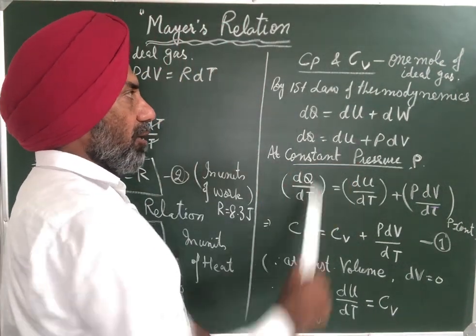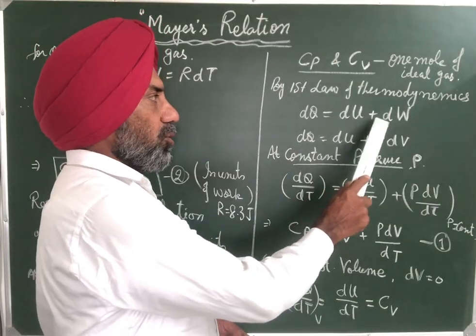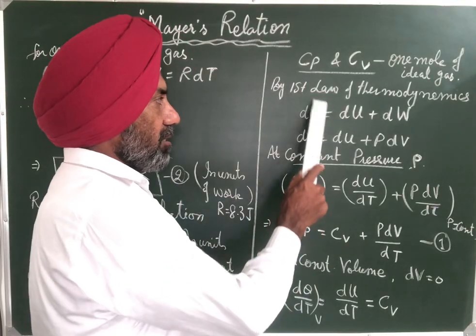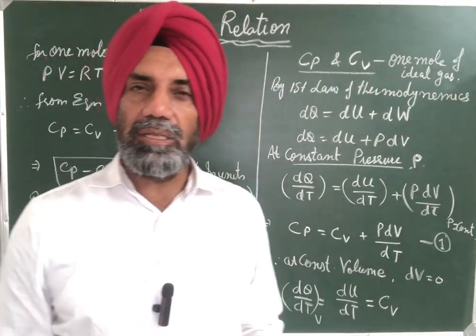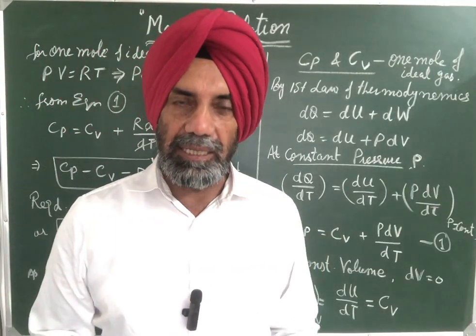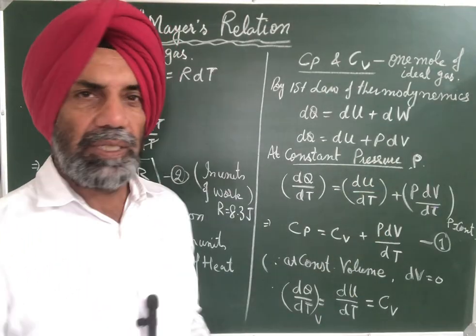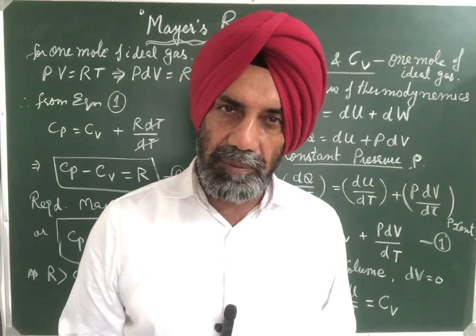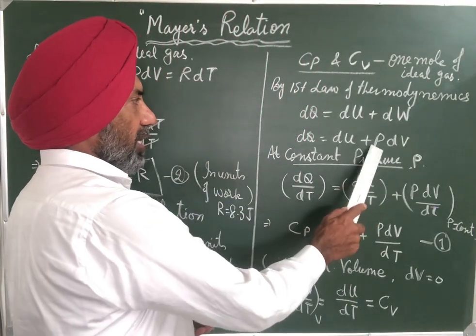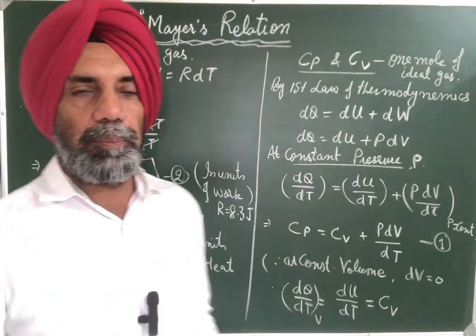Then by the first law of thermodynamics, we have dq equal to du plus dw, where dq is the amount of heat added or subtracted, du is the increase or decrease in internal energy of the system, and dw is the amount of work done by the system or upon the system. This dw can also be written as pdv. So by the first law we have dq equal to du plus pdv.